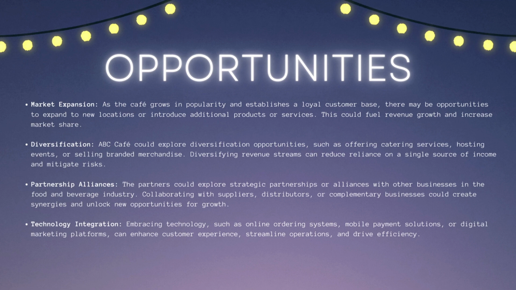Technology integration. Embracing technology, such as online ordering systems, mobile payment solutions, or digital marketing platforms, can enhance customer experience, streamline operations, and drive efficiency.